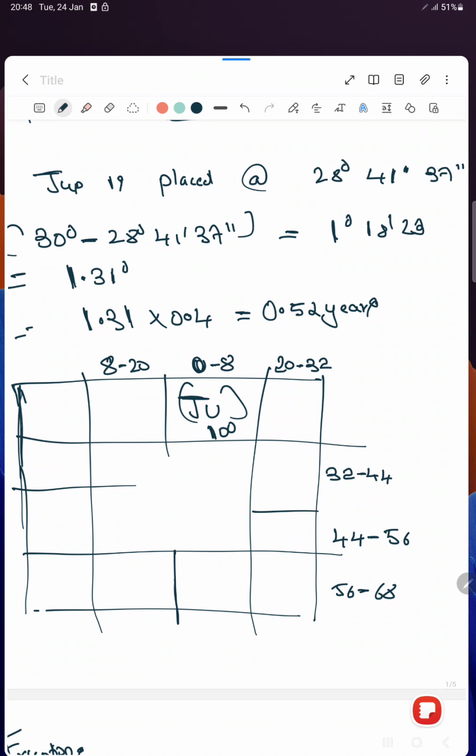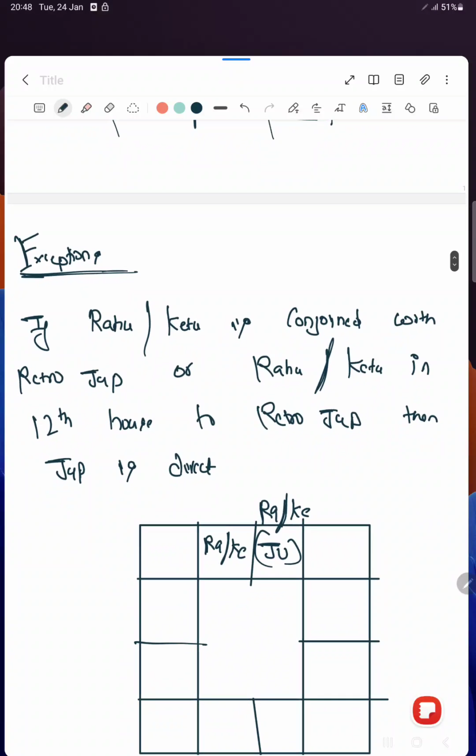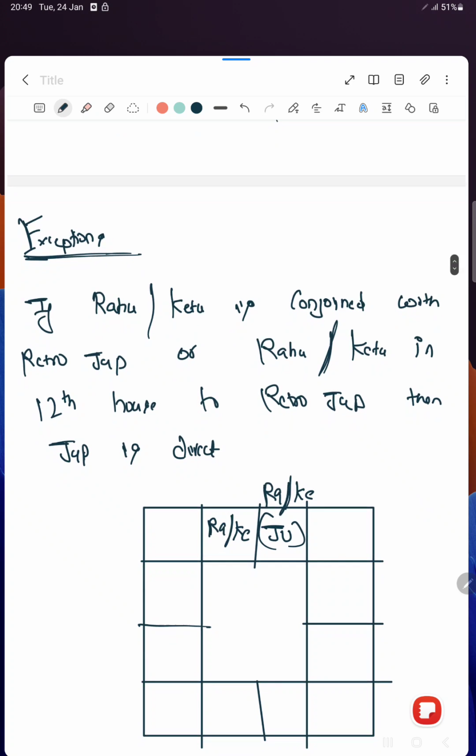Now there are certain exceptions to this. For example, if Rahu or Ketu is conjoined with retro Jupiter, or Rahu or Ketu is in the 12th house from retro Jupiter, then we take Jupiter as direct. Means Jupiter is retro, along with that either Rahu or Ketu is there, then also we will do only the direct cycle for Jupiter. We will not place that Jupiter in the 12th house for the second cycle, like what we did in the previous example. Suppose Rahu or Ketu is in the 12th to Jupiter, then also we will not take the retro progression for Jupiter.